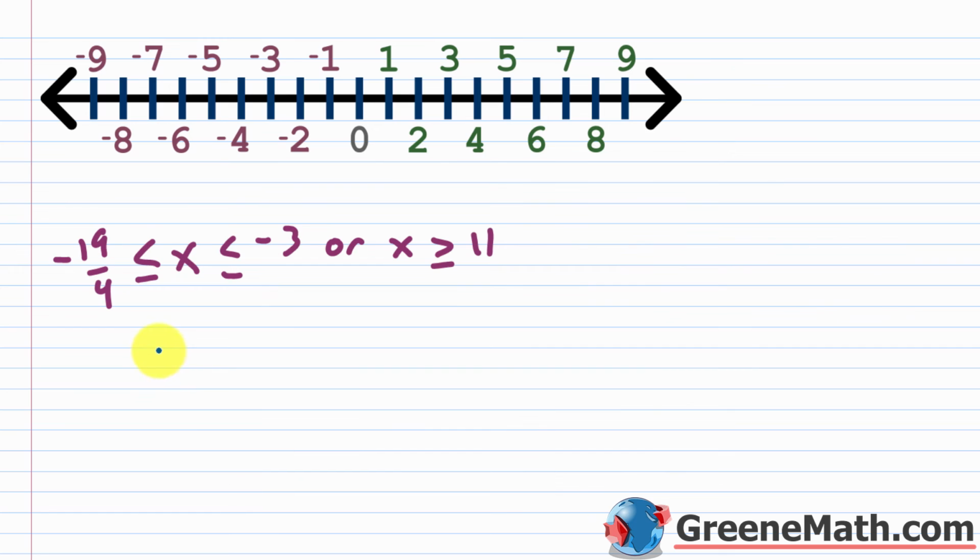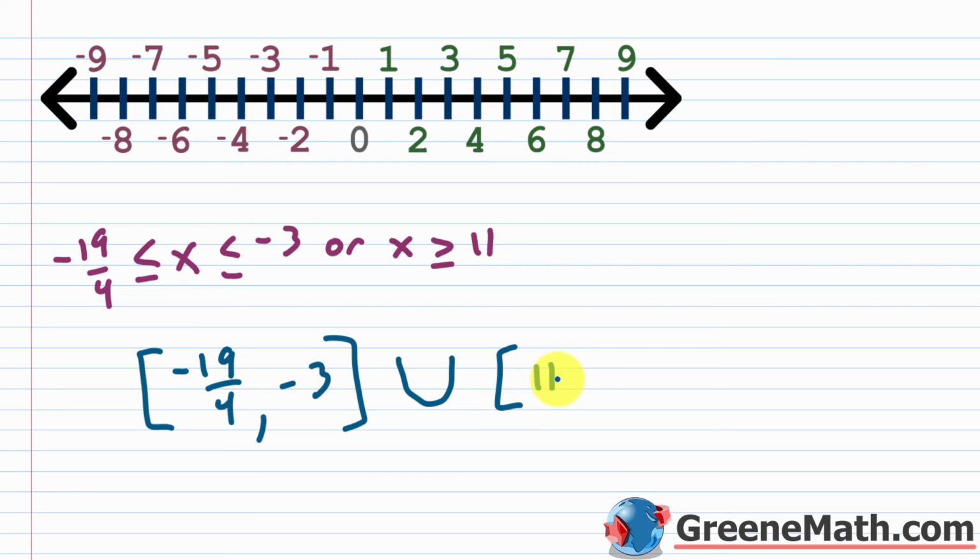So for interval notation, let's just say we have a bracket. So negative 19/4, and then comma negative 3. We have a bracket. And then it's the union with 11 next to a bracket. And this goes out to positive infinity. Again, you always use a parenthesis with infinity.